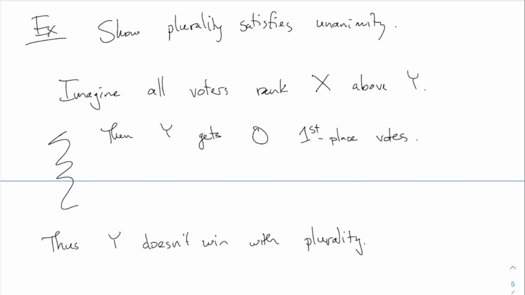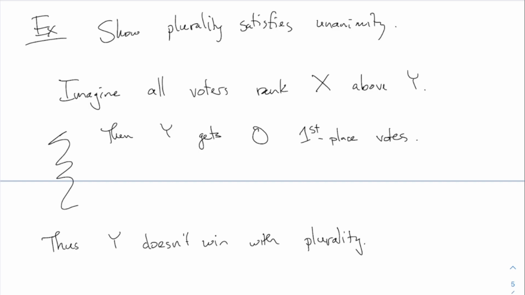I hope you agree. Like I said before, I would not expect you to write a whole lot of stuff. You probably just have to write 1 or 2 sentences if you say them correctly. If you end up writing a whole big paragraph, you're probably not doing it the best way, although it may not be wrong, okay? If all voters rank X above Y, then Y gets 0 first place votes.